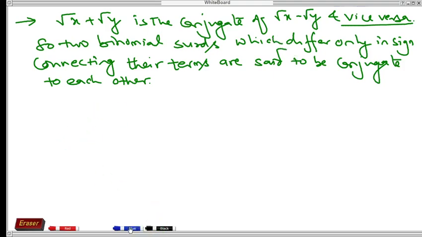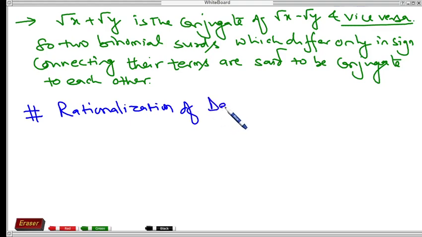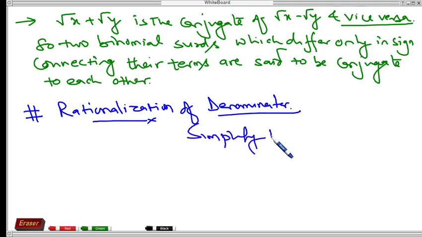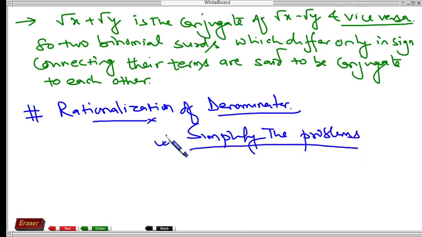And the next and the last part is rationalization of the denominator. It's simple, just think about the denominator, find the rationalizing factor and rationalize it. It makes us simplify the problems. To simplify the problems, we need to rationalize the denominator, and by LCM and other processes we can simplify it.